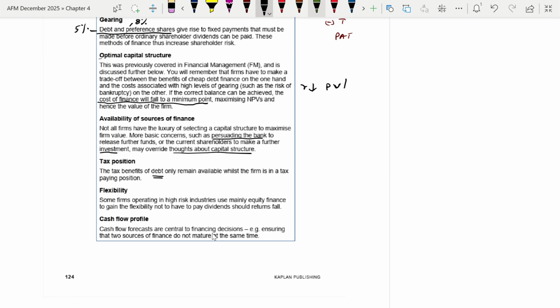Some firms operating in high risk industries usually may use mainly equity finance to gain the flexibility of not having to pay dividend should returns fall. High risk industries, okay, startups are there. Some technology based firms are in high risk industries. In some cases you have exports and imports.